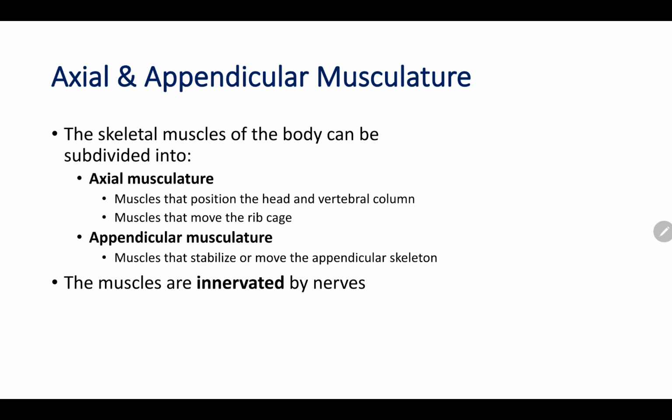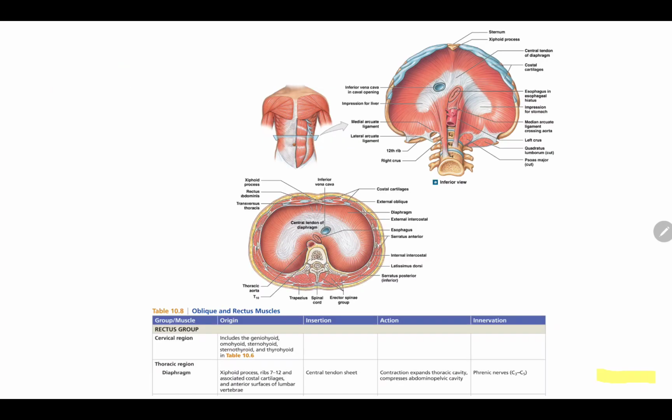Now looking at the muscular system. Just like how the skeletal system is divided into axial and appendicular, the muscular system is also divided into axial and appendicular. Axial musculature is the muscles that move the head and the vertebral column, and the muscles that move the rib cage. Appendicular musculature is the muscles that stabilize or move the appendicular skeleton. And of course, all of these muscles are going to be innervated by nerves. Remember this diaphragm, right? This diaphragm is innervated by the phrenic nerve, okay?